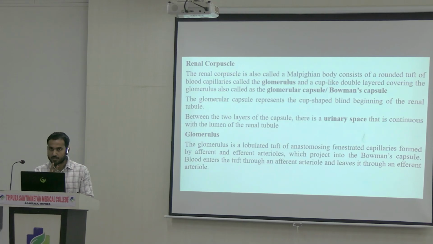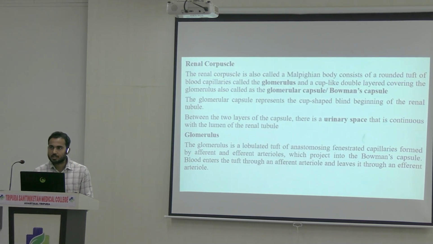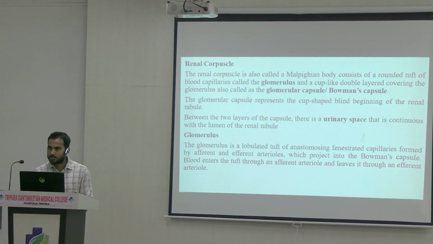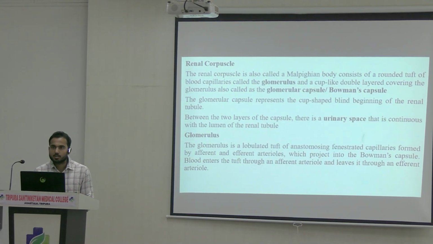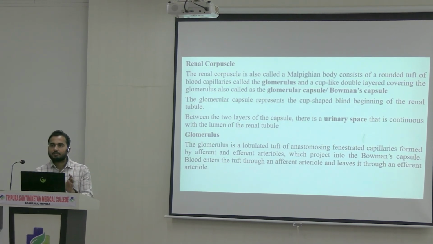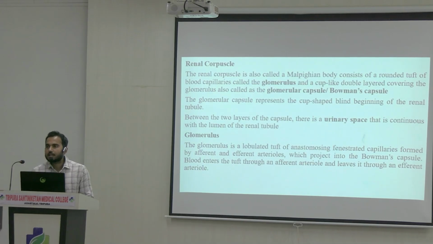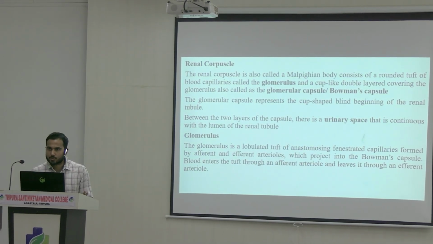Okay, so two components are there. A rounded tuft of capillaries, which is called the glomerulus, and that is covered by a double-layer cup-shaped structure called Bowman's capsule.